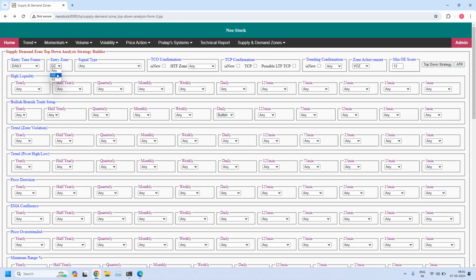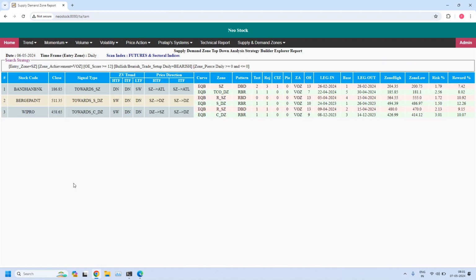For bearish trade setup, entry zone should be supply zone. And also in bullish or bearish trade setup in daily time frame, now I need to change the value to bearish. And all the three filters we set still remain the same, but here the filters will be applied to supply zone. Earlier they were applied to demand zone. Now they are applied to the supply zone because our entry zone is supply zone. Now let me filter the stocks. So 3 stocks are filtered. Currently these 3 stocks only are supporting bearish trade setup for monthly income trade.